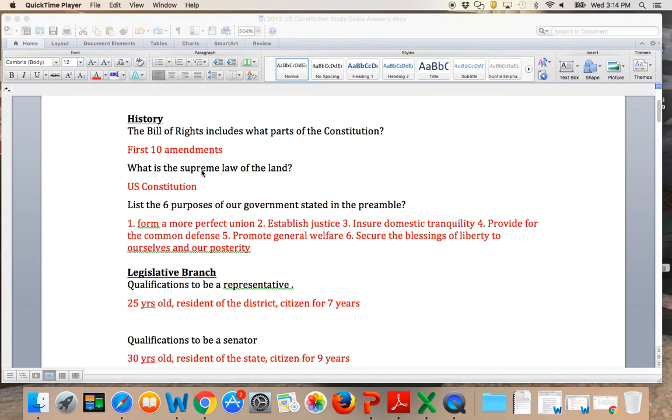The 6 purposes of our government are laid out in the preamble, and those 6 purposes are listed below: form a more perfect union, establish justice, ensure domestic tranquility, provide for the common defense, promote the general welfare, and secure the blessings of liberty to ourselves and our posterity.